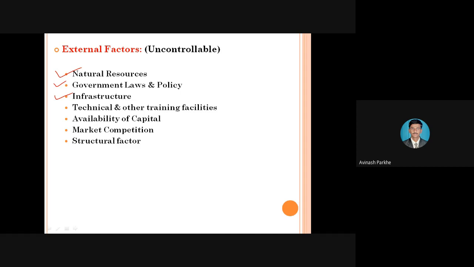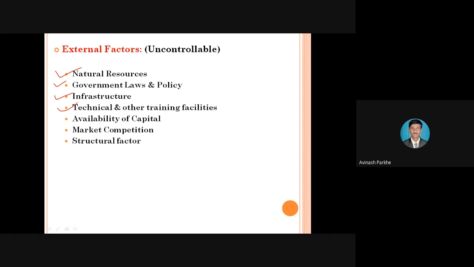Therefore, whatever infrastructure we are using is also considered an external factor, or it is not in our hand, therefore it is called uncontrollable. Then, technical and other training facilities.